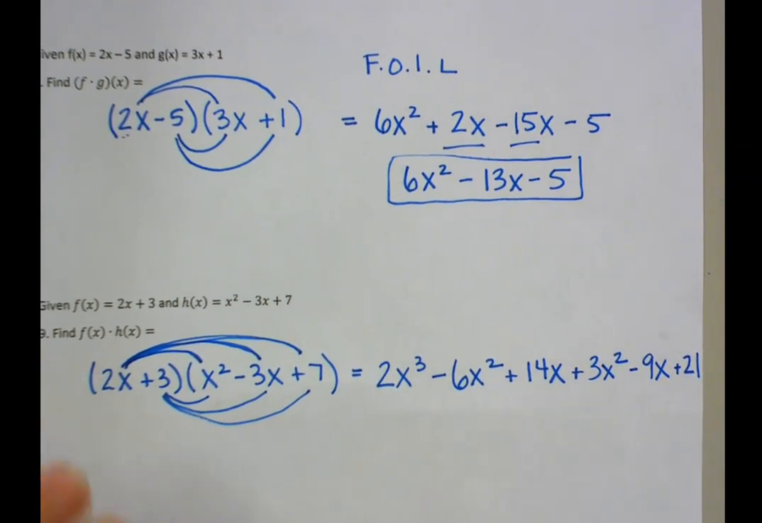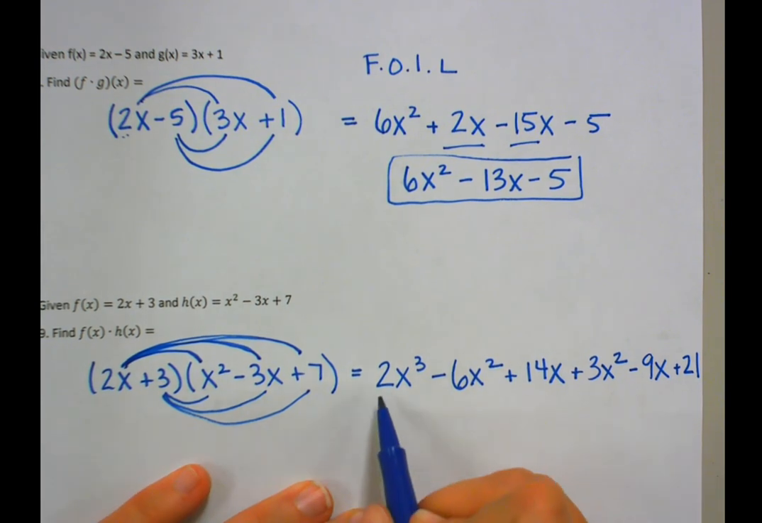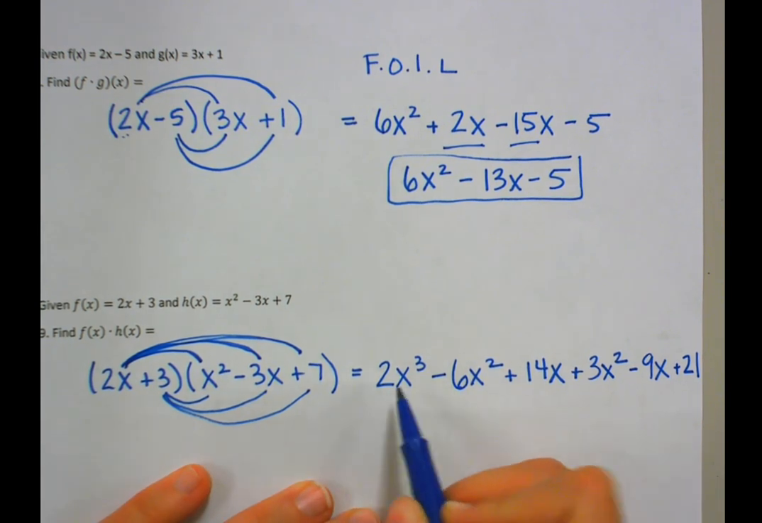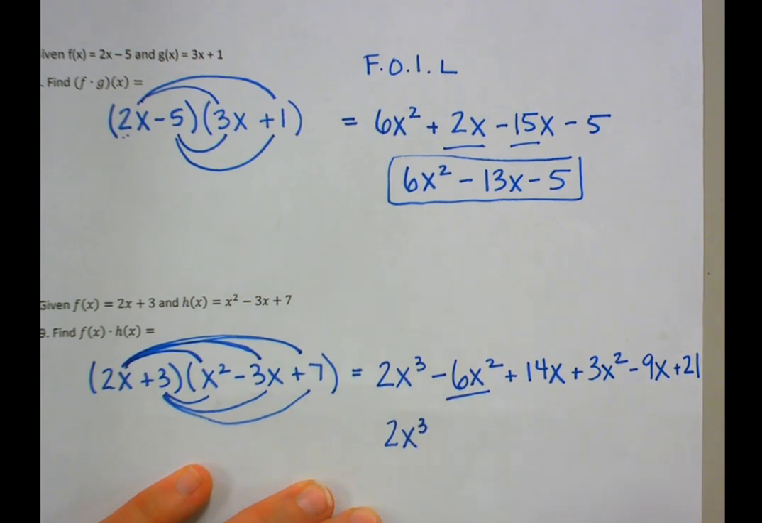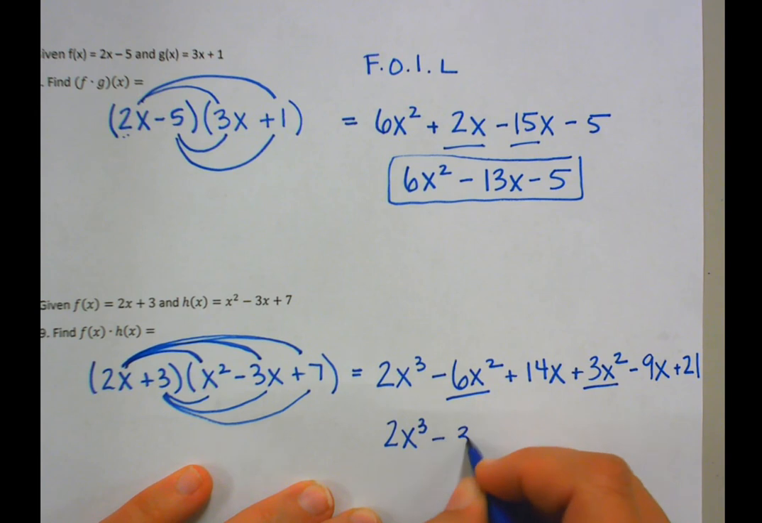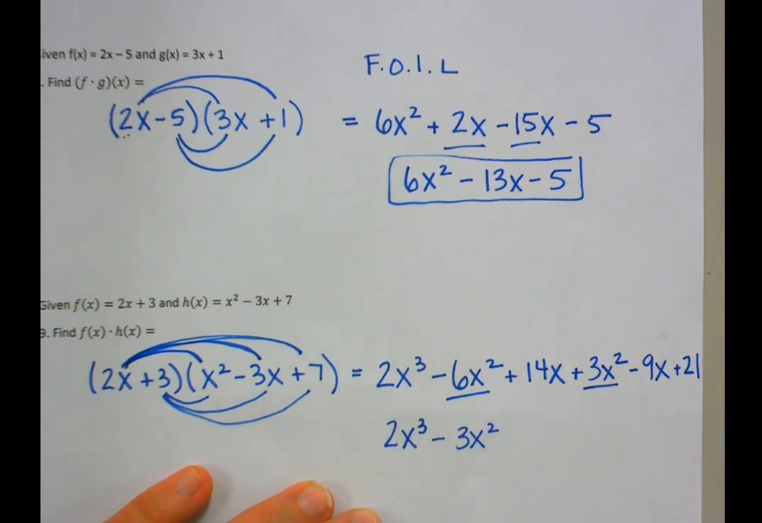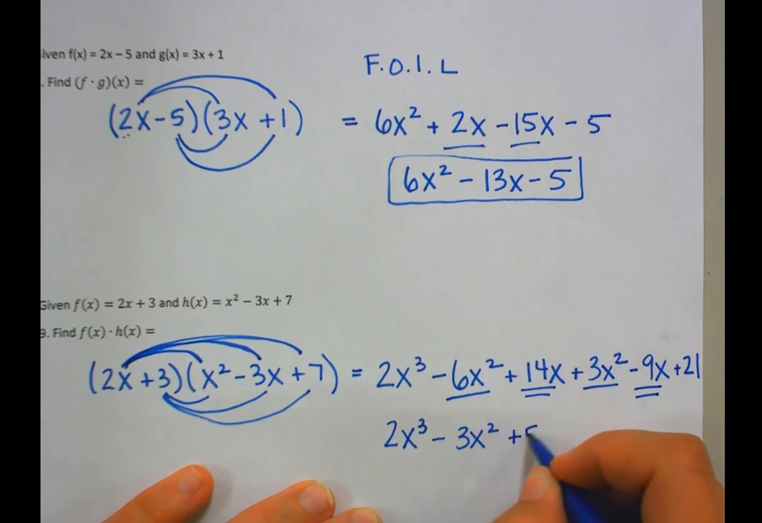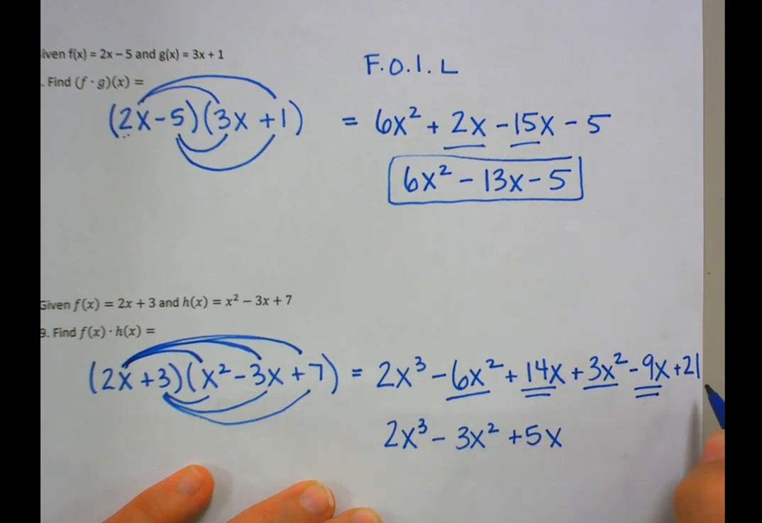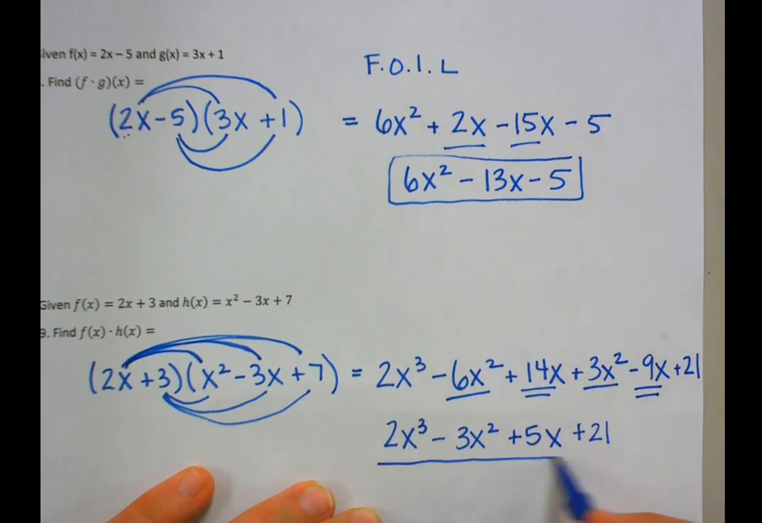So then the last piece of that would be to combine like terms. So I don't have anything to combine with my 2x cubed, so I can just bring that down. Negative 6x squared and 3x squared would give me negative 3x squared. Then I have 14x minus 9x, which would then give me 5x. And then there's nothing to combine with my last term, that plus 21, so I bring that down for my final answer.